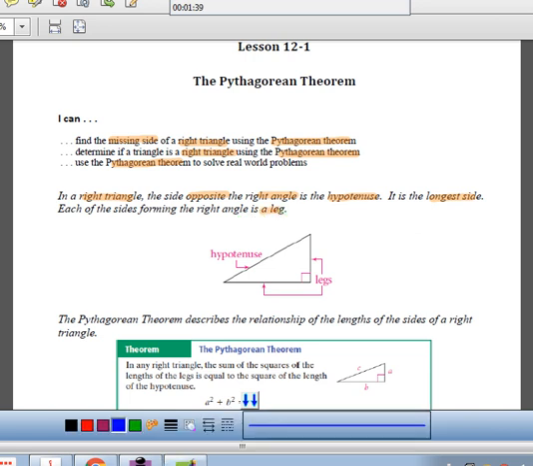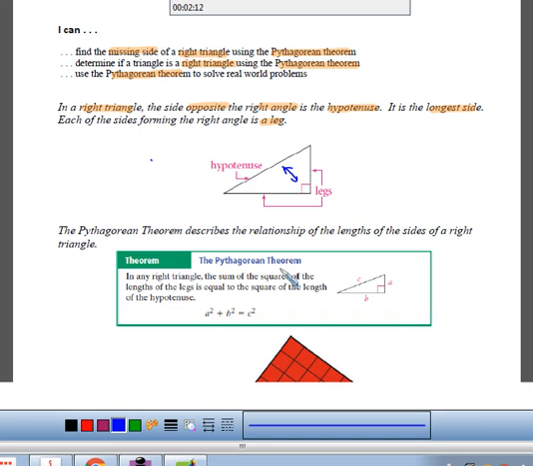Alright, so let's just point something out here. The hypotenuse is always the longest side, and usually it's pretty obvious and easy to tell. If you can't tell which one's the longest, it should be the one opposite the right angle, and that makes the other two shorter sides the legs. The Pythagorean theorem describes the relationship of the lengths of the sides of the right triangle.